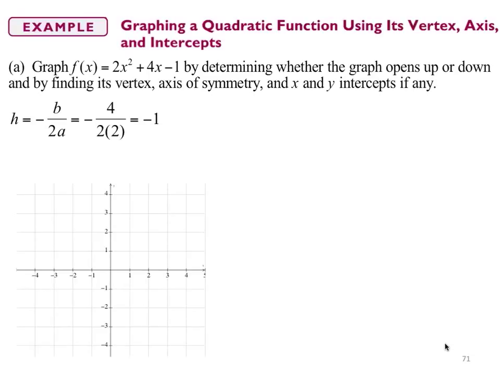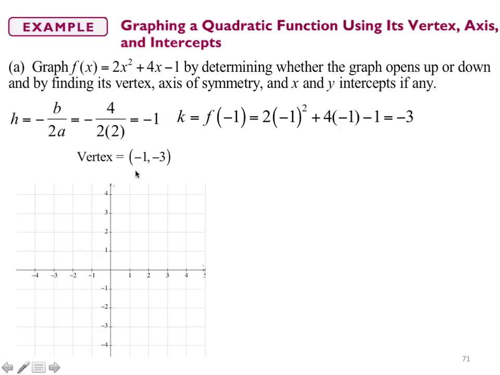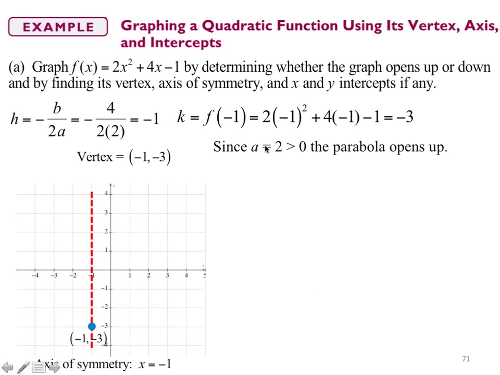So if we look at this example here, we have f of x equals 2x squared plus 4x minus 1. If we find the vertex, it's going to be the opposite of b, so the opposite of 4 over 2 times 2, which gives you -1. And then you plug that back in to find k, so we take -1 and plug it in, and we get -3. So that means that our vertex is at (-1, -3). So we plotted that right here. Axis of symmetry is going to be x equals -1. And since a is greater than 0, because a is 2 right here, it's going to open up.